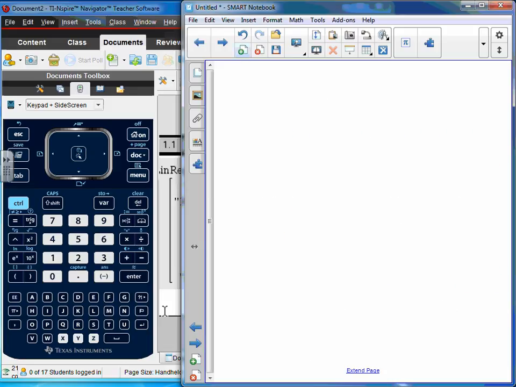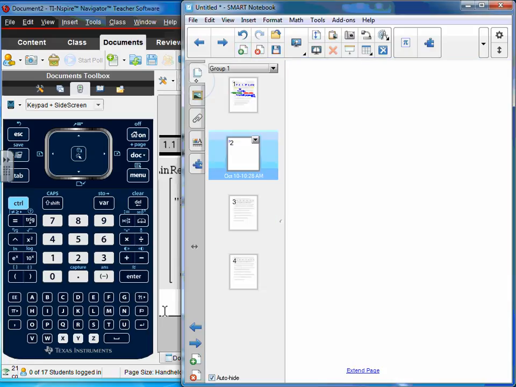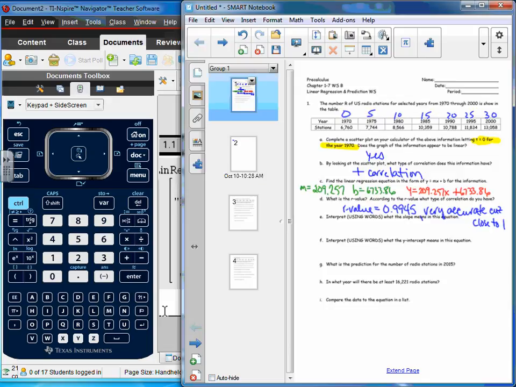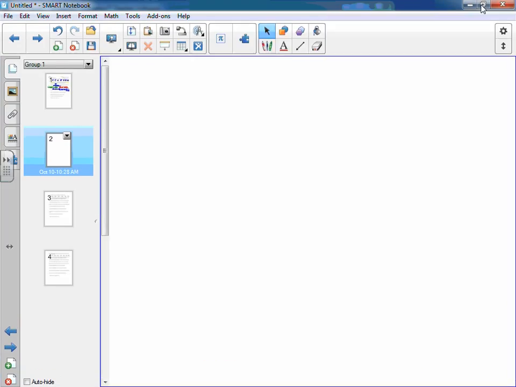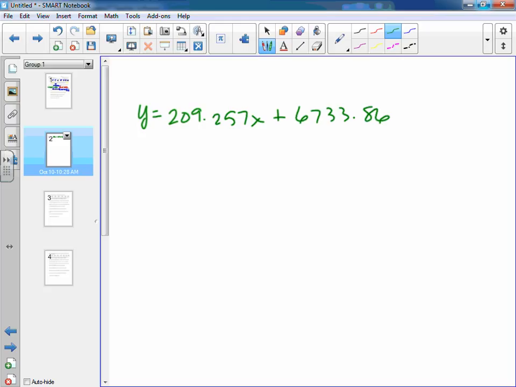Now, the next part is where we're going to get into some things that you don't like. The next part is going to be interpret the slope. Very accurate because close to 1. Okay, it says to interpret the slope. Well, how do I interpret the slope? What is slope? Okay, that's the equation. Now, if I'm interpreting my slope, this value right here is going to be my slope.